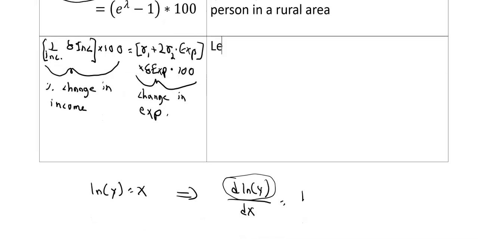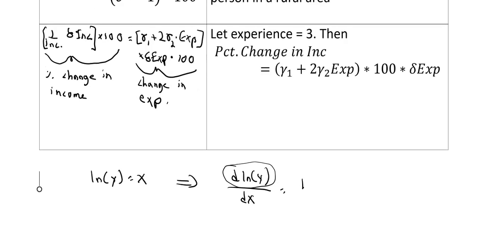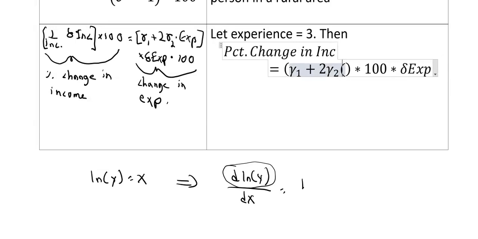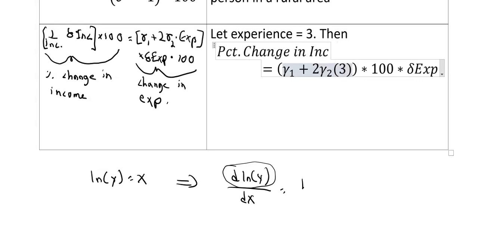We would say let experience equal 3. So this is our form right now. We have it in this form, and now we can see that if I have a certain value of experience, then this value will become 3, because I have experience here, but not delta experience. Delta experience doesn't change. Delta experience is just change in experience. So this will become 3. So that means I'll get delta 1 plus 6, delta 2 times 100.